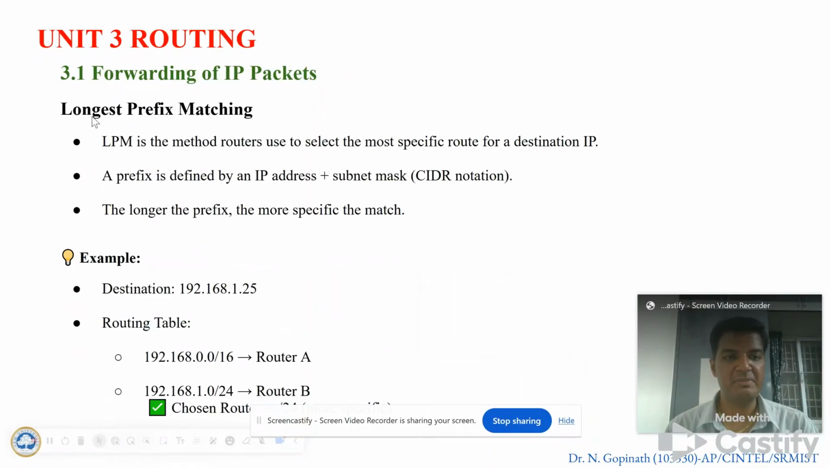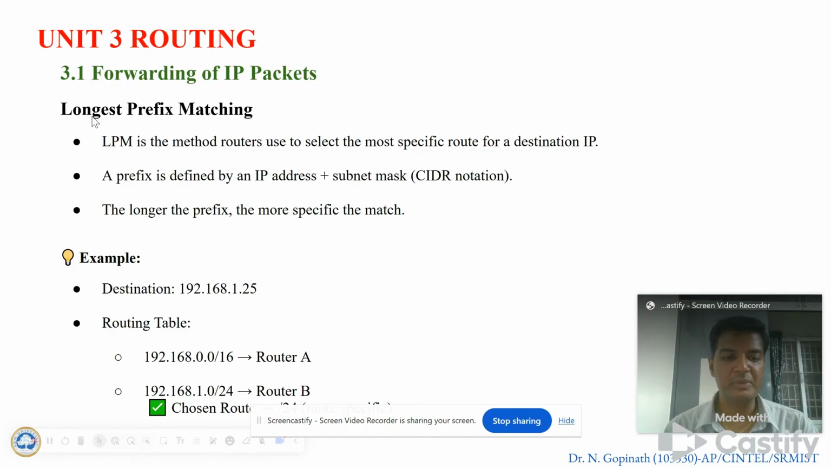Next is the longest prefix matching. It is shortly called LPM. It is the method routers use to select the most specific route for a destination IP. A prefix is defined by an IP address along with the subnet mask, that is, CIDR notation. The longer the prefix, the more specific the match.